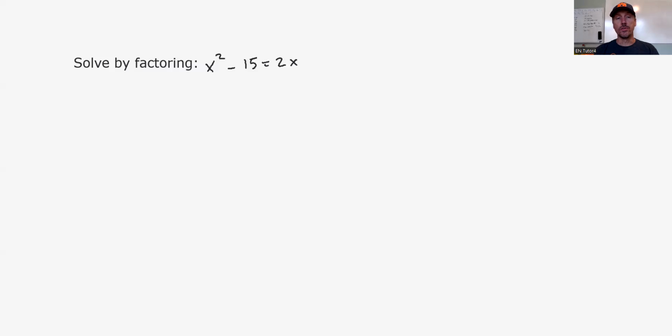Okay, we're asked to solve for x. Solve this problem by factoring. All right, so what's our first step with factoring? Well, first we have to get everything on one side of the equation and set it equal to 0.